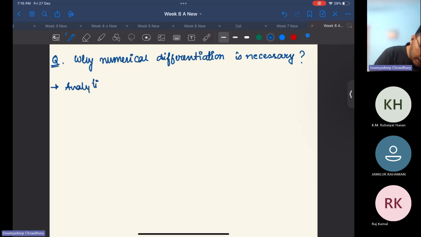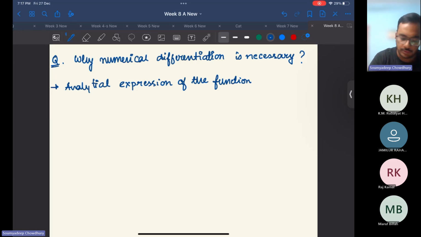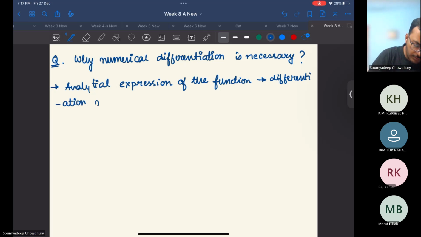So the analytical expression of the function, the differentiation of that might be difficult.